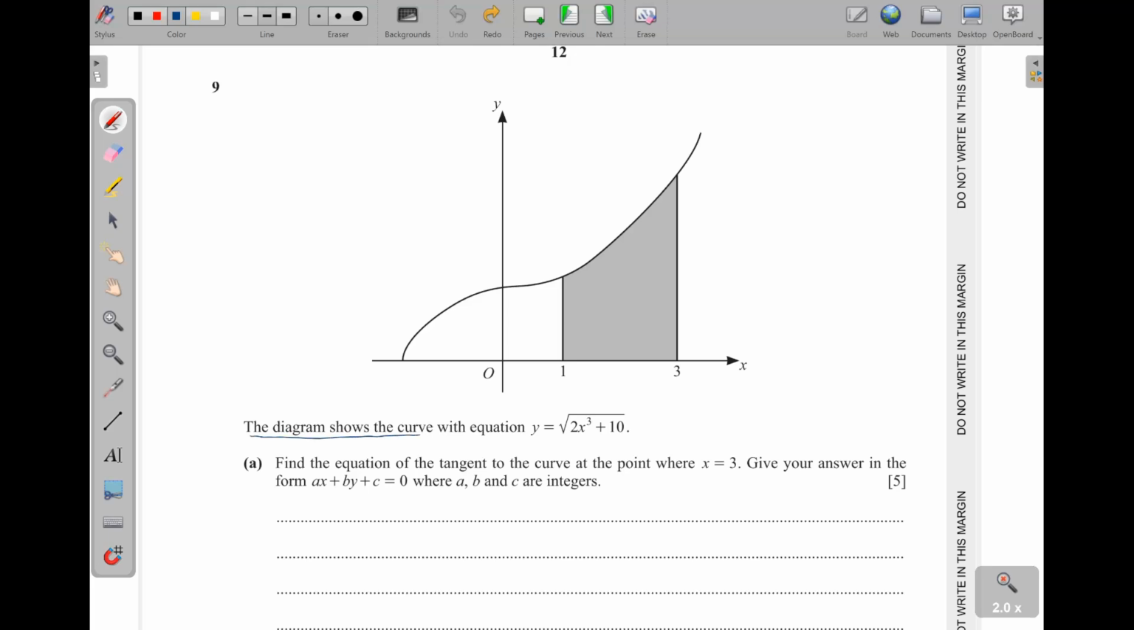Question 9. The diagram shows the curve with this equation. Part A. Find the equation of the tangent to the curve at the point where x is equal to 3. Give your answer in this format here, where A, B, and C are constants.